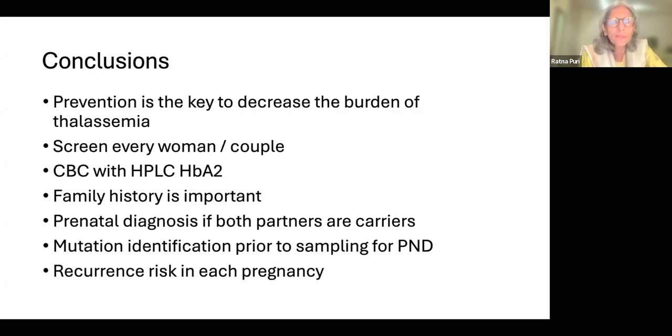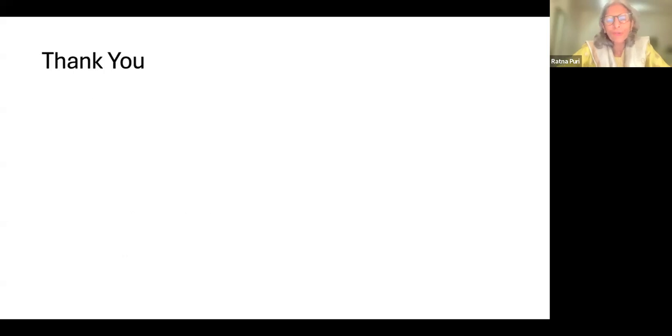Ascertaining the risk in the cascade screening is also relevant. Prenatal diagnosis is needed to prevent the burden of disease and the birth of affected children, and you must identify the mutation before putting in a needle to take out a fetal sample. And the 25% risk is in each pregnancy, and not for 4 consecutive pregnancies.